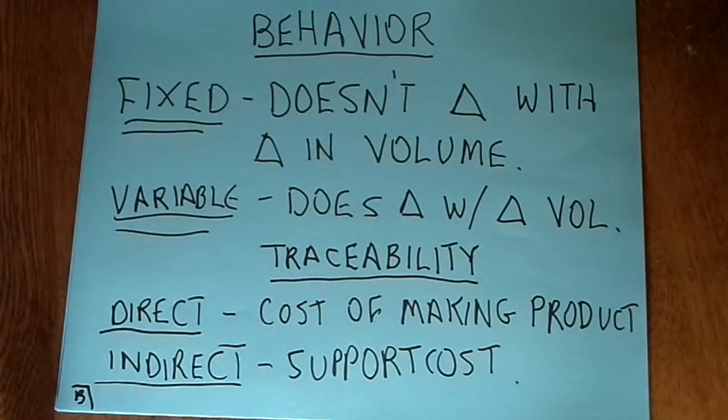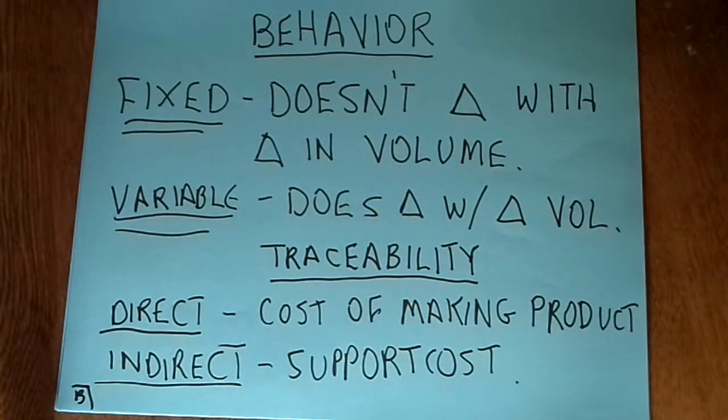First, a fixed cost. We call this a cost by behavior, and a fixed cost doesn't change with a change in volume. So for example, if we buy one pizza oven or one rocket ship, we have a price that we have to pay for those things. It doesn't matter if we make one pizza or if we have one person fly on the rocket ship, or if we make 1,000,000 pizzas and have 1,000 people fly on the rocket ship, the cost doesn't change.